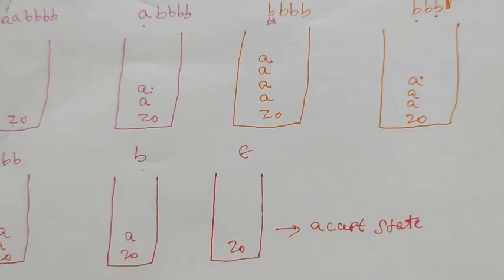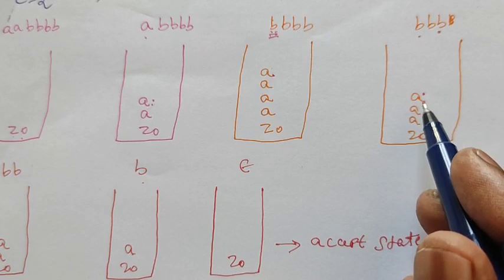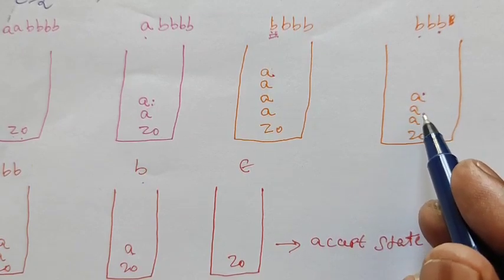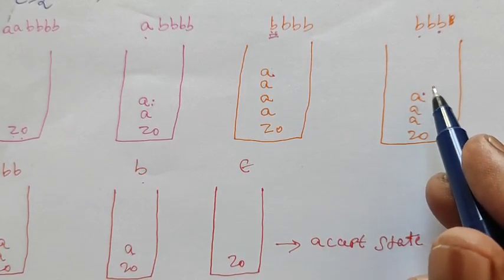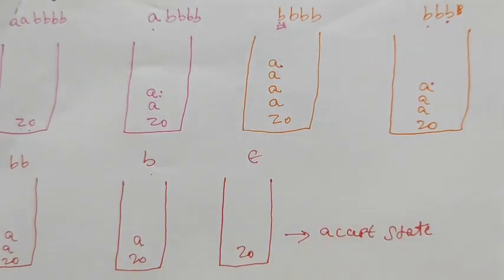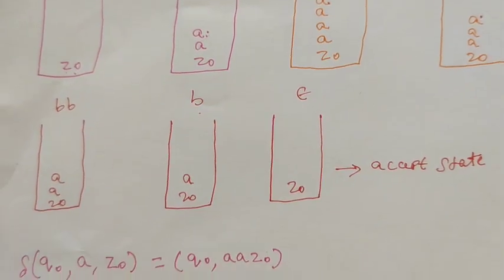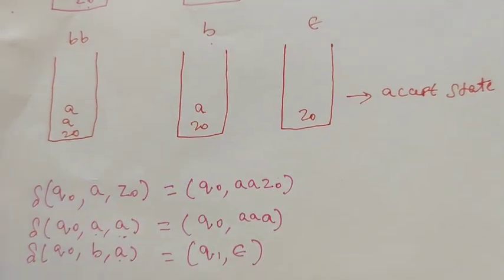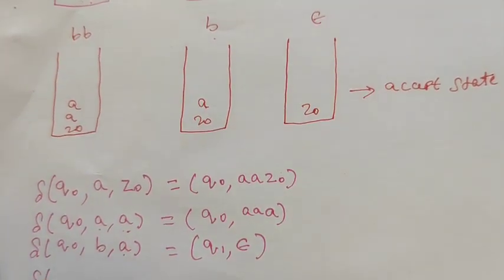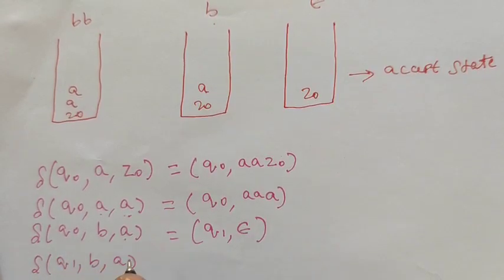Now we'll go for the fourth transition function. It is going to be repeated because we are going to pop it out continuously for every B here. So when B is encountered as an input and A is the topmost symbol of the stack, we will keep on popping the elements and we will remain in the same state. So now we are in the state Q1. So delta of Q1, input is B, topmost symbol is A. So we keep on popping and we will be standing in the same state, epsilon.